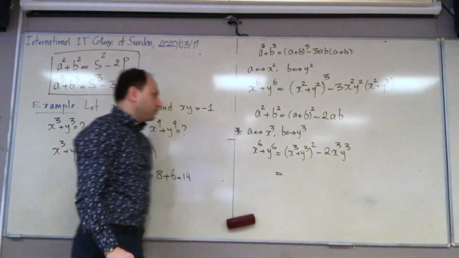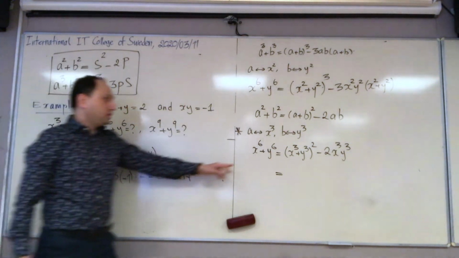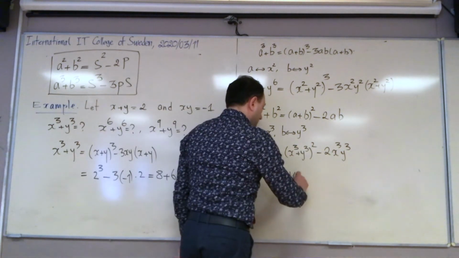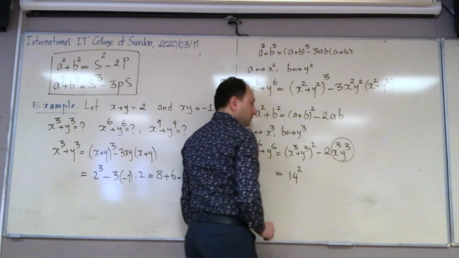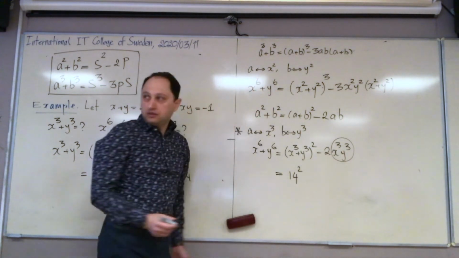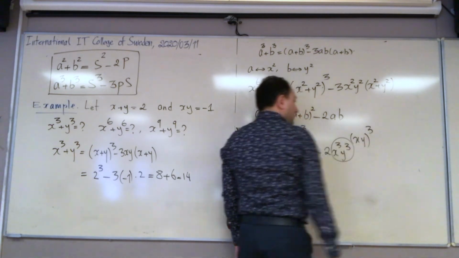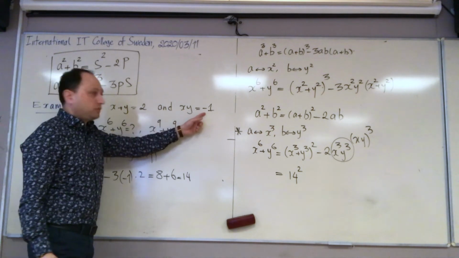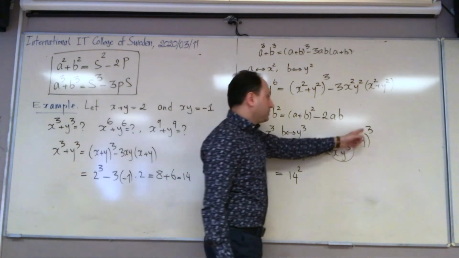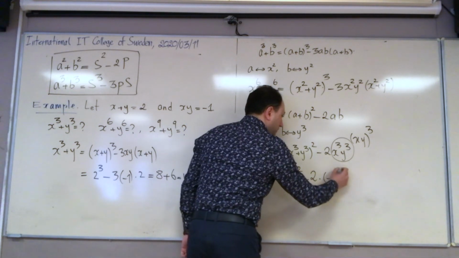x to the power of 3 plus y to the power of 3, I just got it 14. So this becomes 14 to the power of 2. But what can I write instead of x cubed y cubed? (xy) cubed. (xy) cubed, yes? And then what is xy? xy is given directly in the problem, it's negative 1. So negative 1 to the power of 3. So it becomes minus 2 times negative 1 to the power of 3.